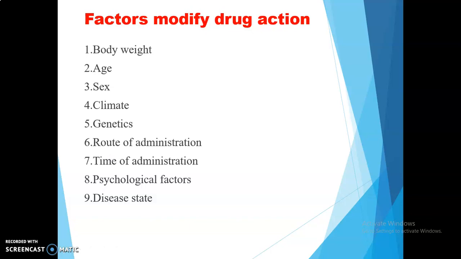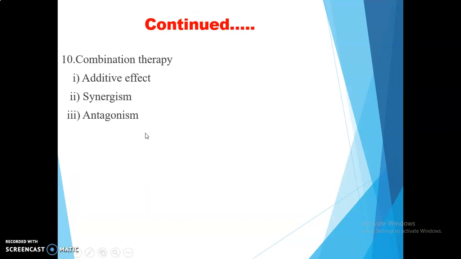Hope you have written the answer to the above question. Now check the answer. There are many factors which affect the action of a drug as well as need to be considered while calculating the dose of a drug. These factors are as follows: body weight, age, sex, climate, genetics, route of administration, time of administration, psychological factor, disease state, combination therapy like additive effects, synergism and antagonism.